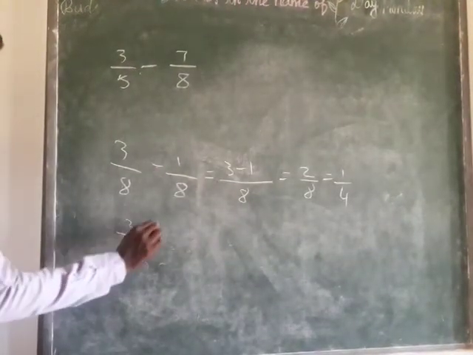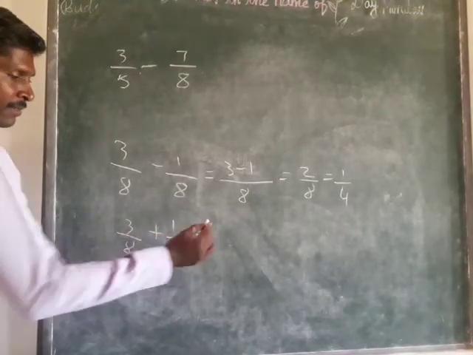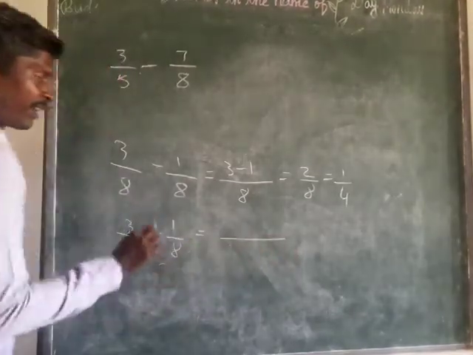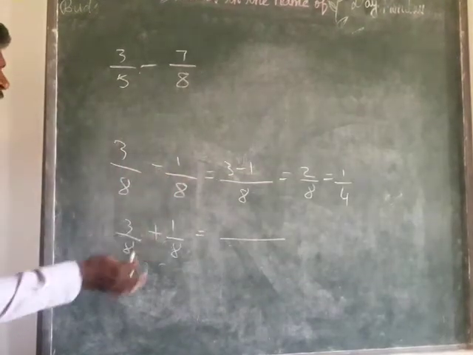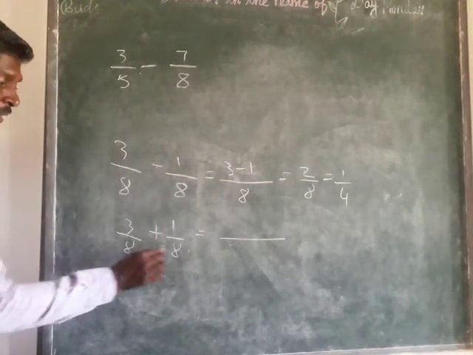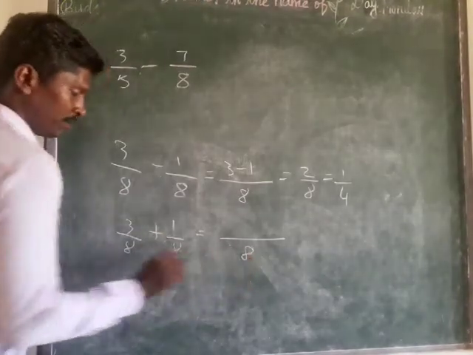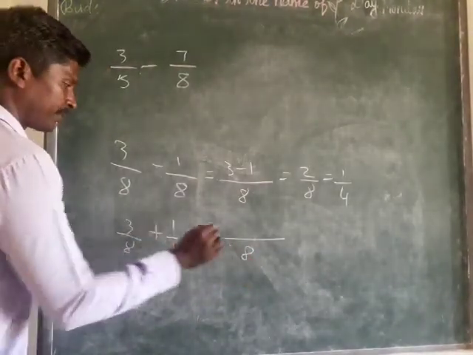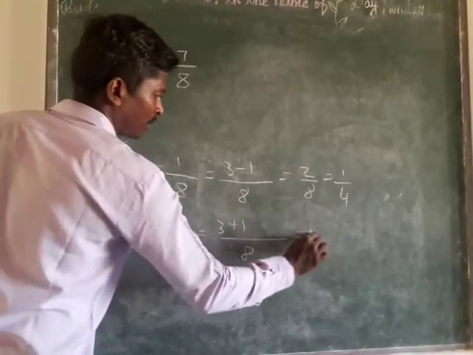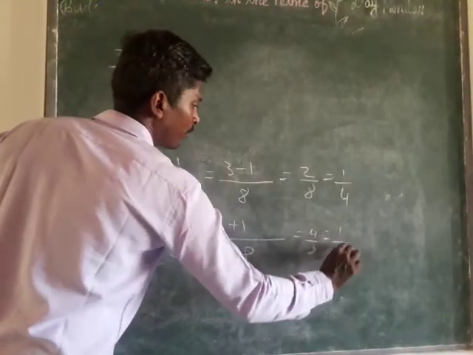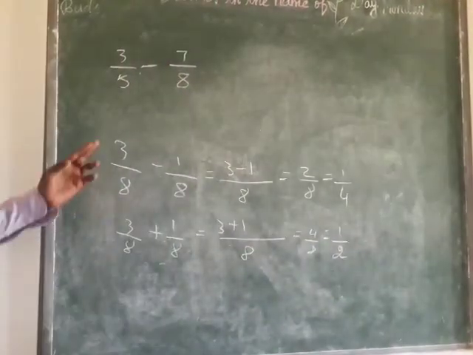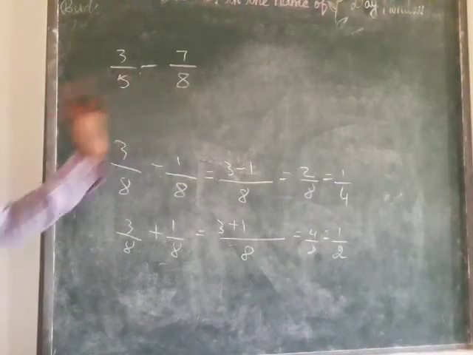Suppose we have 3 by 8 plus 1 by 8. Don't worry, it works the same when adding two fractions whose denominators are the same. So here add 3 by 8 plus 1 by 8. The denominator is the same, you write 8. 3 plus 1 equal to 4 by 8, equal to 1 by 2. But it is not always like that. Sometimes you see the denominators are different.